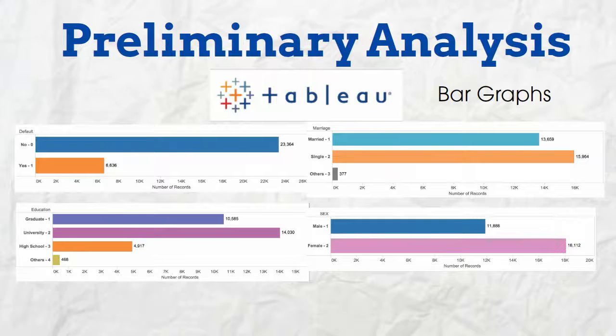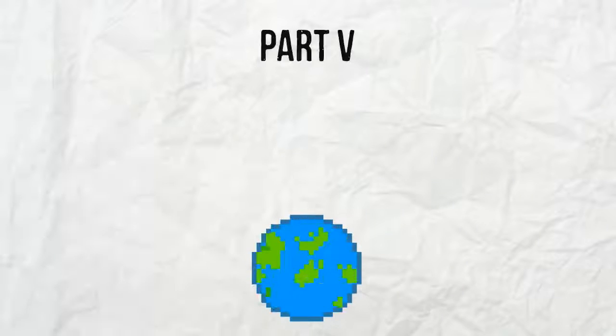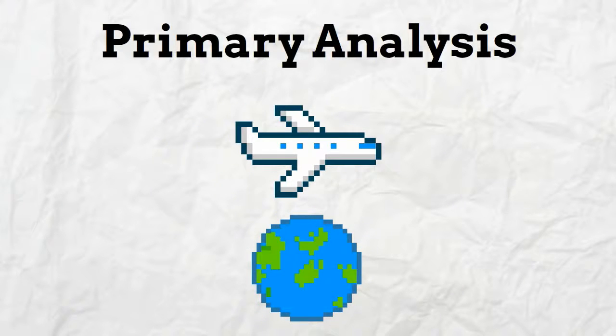In terms of education, most topped out at the university level, but a good amount went to graduate school. In terms of sex, most of the survey respondents were female. Now we're moving on to part 5, which is the primary analysis.